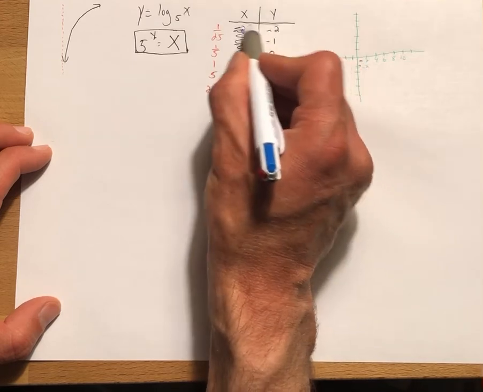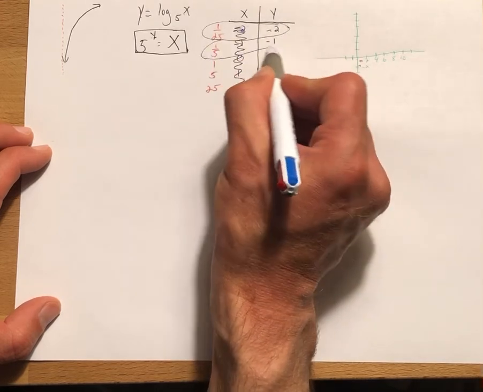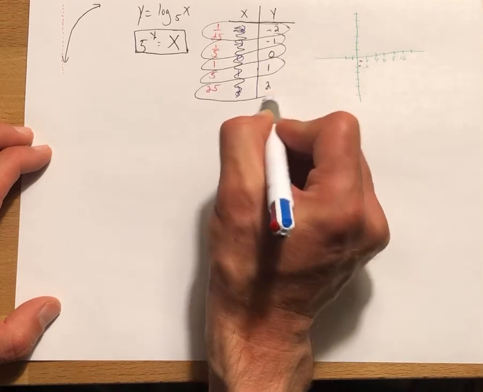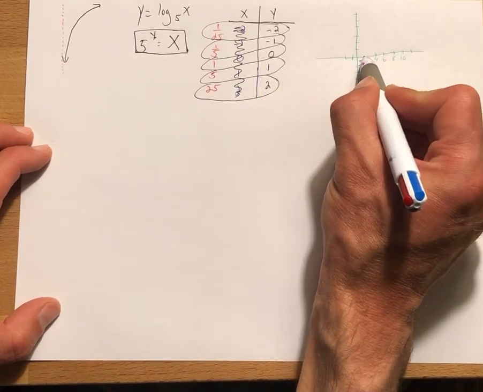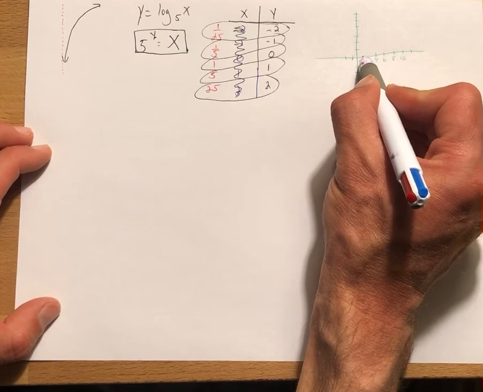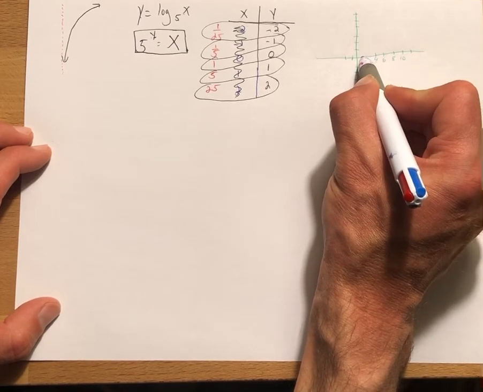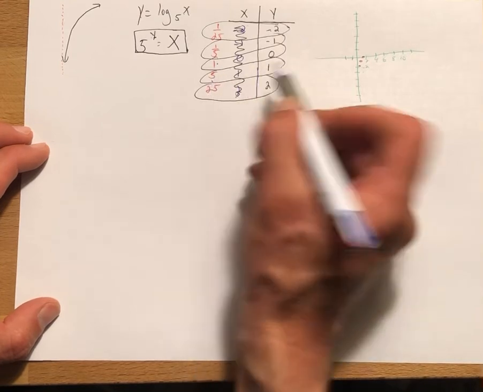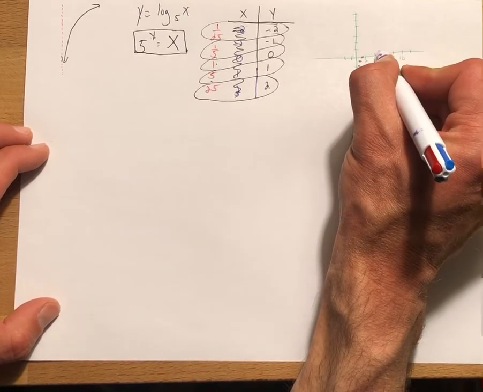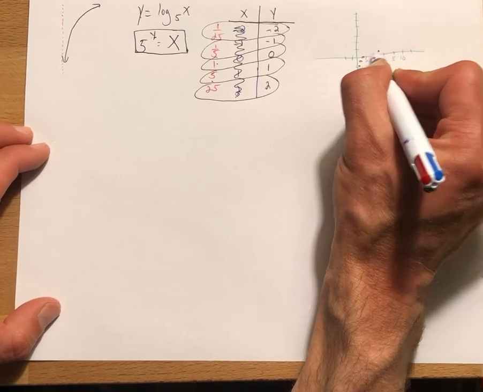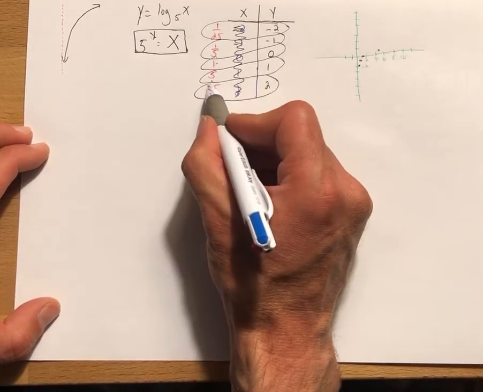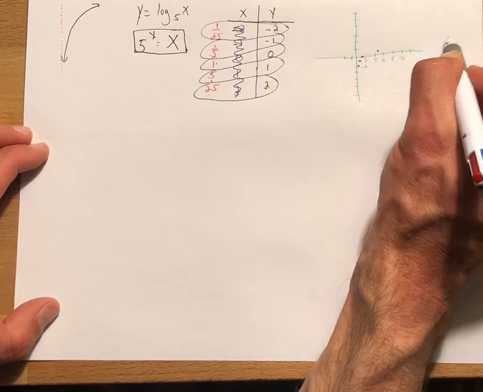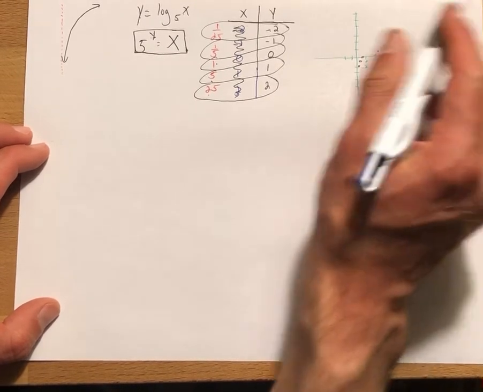So at 1 on my x, I'm at 0 on my y. If I go to 5 on my x, I'm at 1 on my y. If this is increments of 2, and I'm at 25 on my x, I'm at 2. So this is what this graph is going to look like.